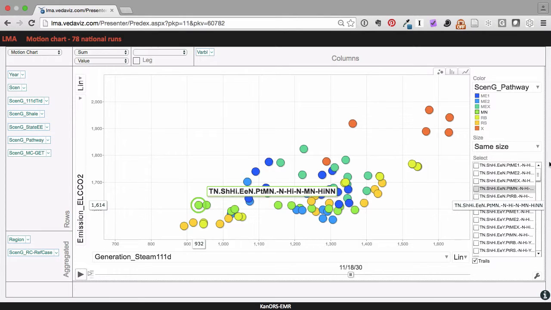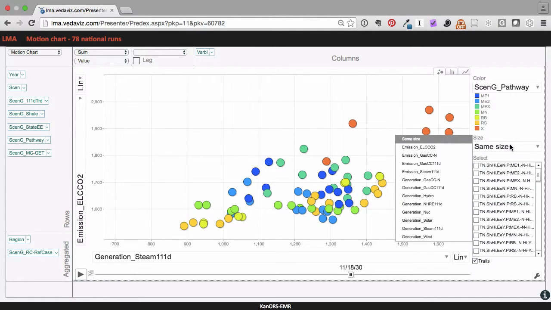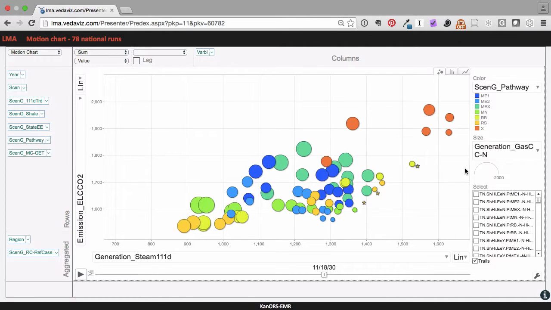I can put a third variable on the chart by setting the size of the bubbles to scale with a variable. So for example, I can scale the scenarios with generation from new gas combined cycle, and we can see which scenarios are adding more new gas than others. Hovering over a scenario shows you its name.